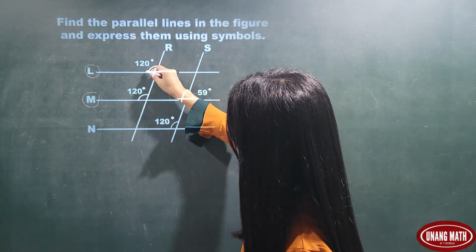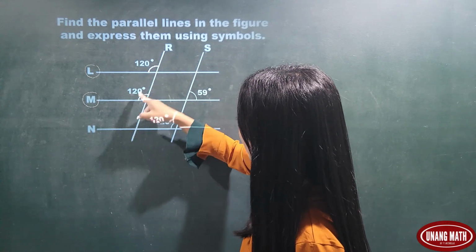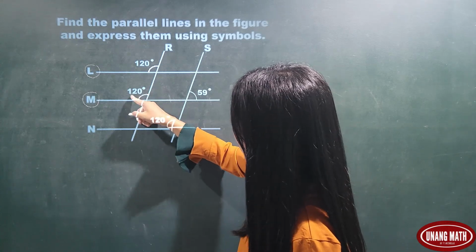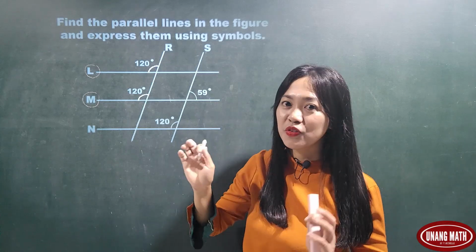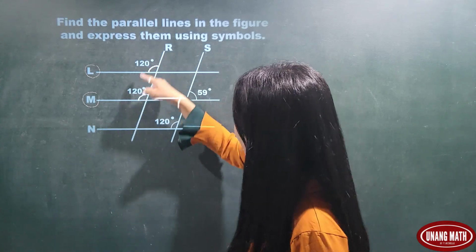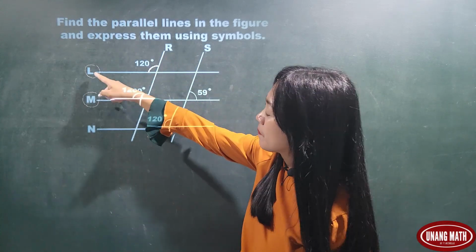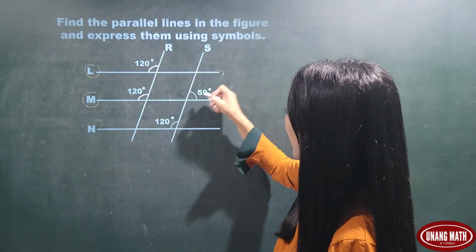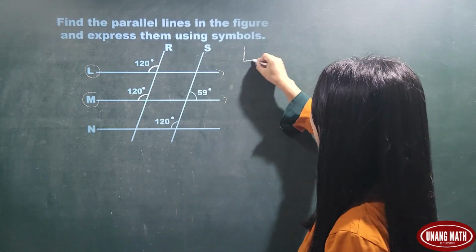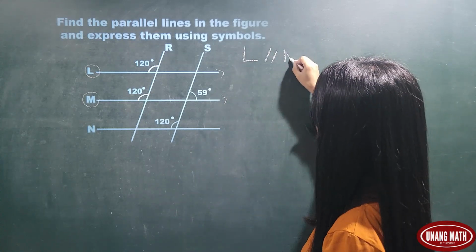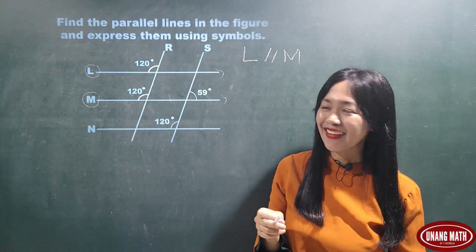This is given, 120 degrees. This angle is also given, 120 degrees. This angle and this angle are corresponding angles. Same measures, then that means line L and line M are parallel lines. So line L and line M are parallel lines.